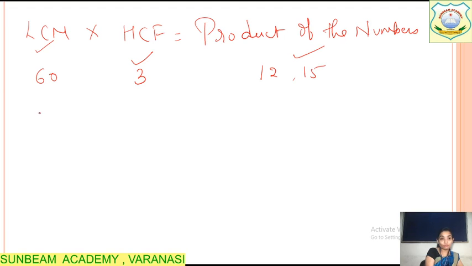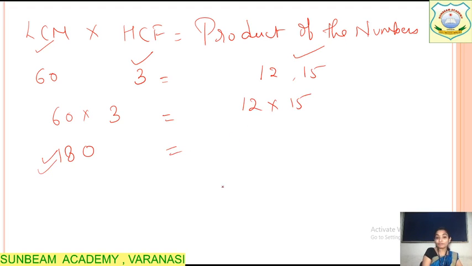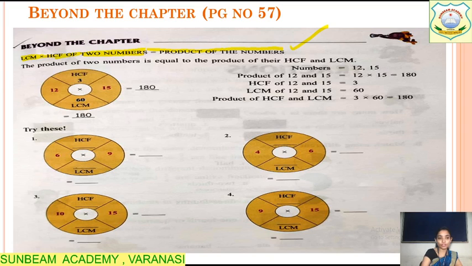Now let's do it. 60 multiplied by 3, how much we will be getting? 6 3s are 18 and here 0. We got this. Now here we have to find out the product of these two numbers. 12 multiplied by 15. If we multiply these two numbers, we are getting 180. So that is the formula. LCM multiplied by HCF is equals to product of the numbers. दो नंबर के प्रोडक्ट के इक्वल होता है LCM और HCF का प्रोडक्ट. Clear?